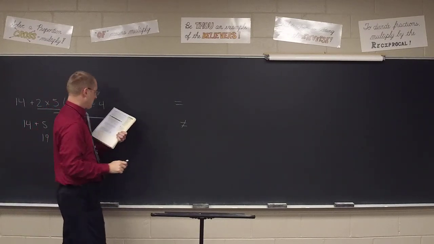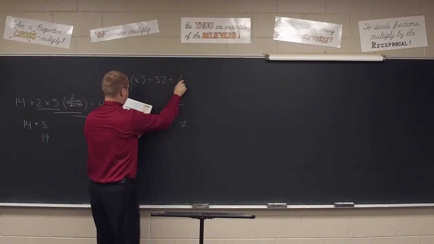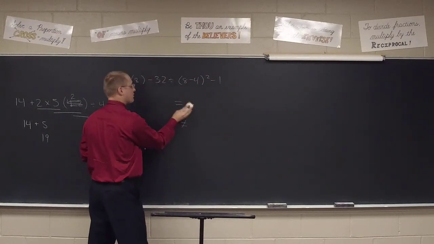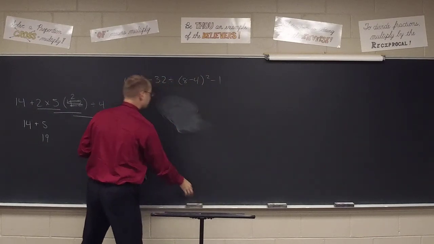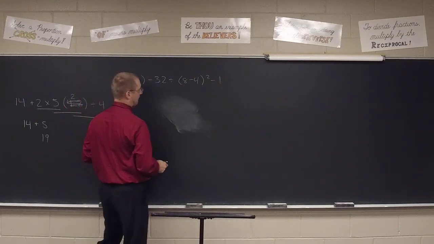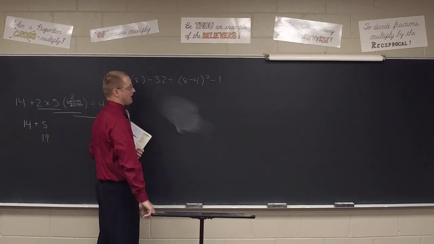All right, looking at number 23, I've got 6 times 8 minus 32 divided by 8 minus 4 squared minus 1. And what do we need to do first here, Danielle? You do the parentheses with the 8 minus 4, not because it has an exponent, but because it's parentheses. And 8 minus 4 is?